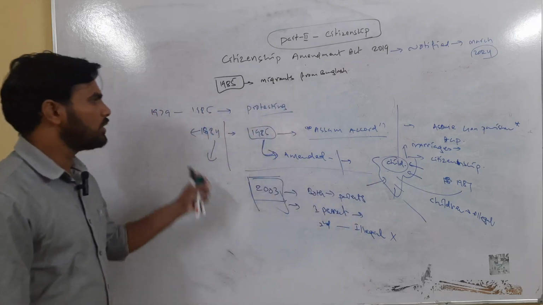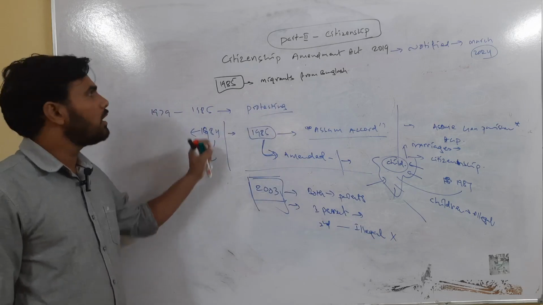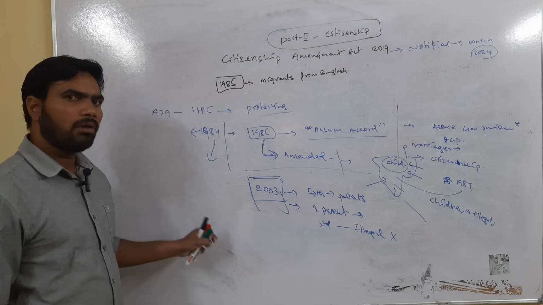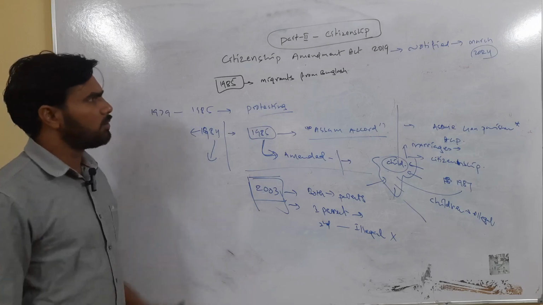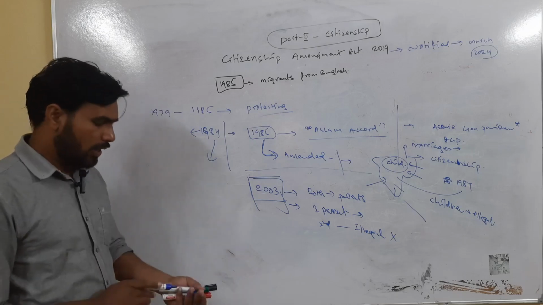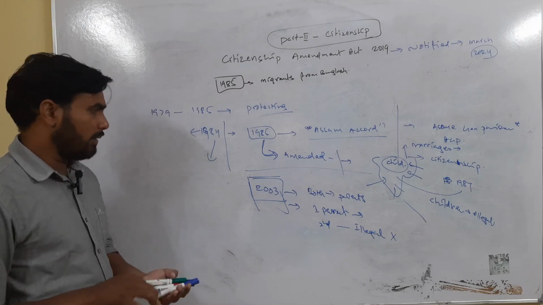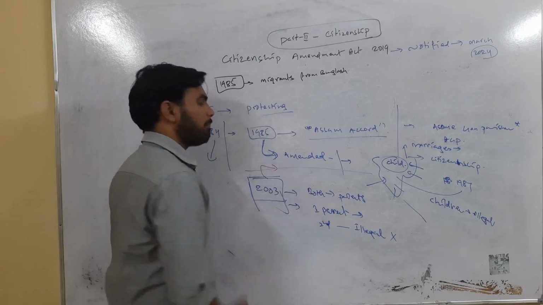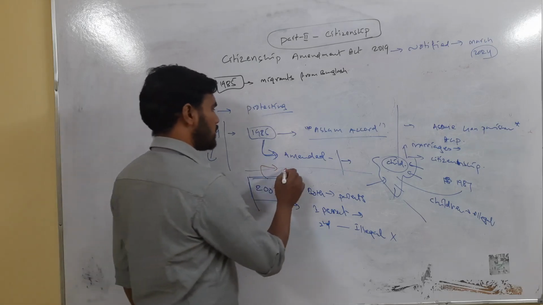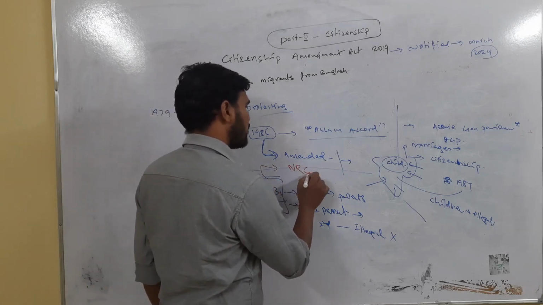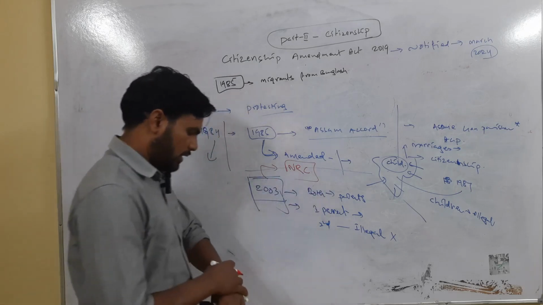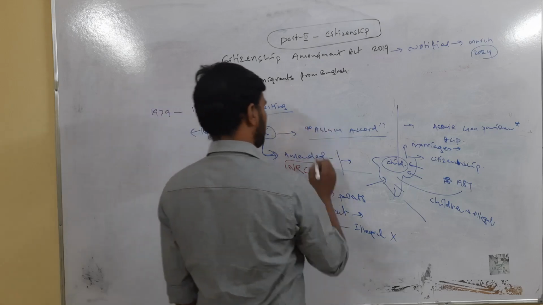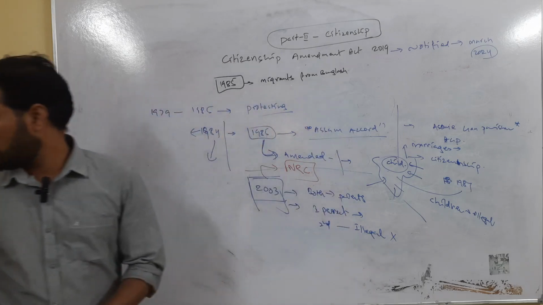This is very important to understand the Citizenship Amendment Act of 2019 also, because with this background only you will be able to understand this concept. One more thing you have to understand here in 2003 is that a concept of NRC was brought in. What is the meaning of NRC? NRC is the National Register of Citizens. This is very important.